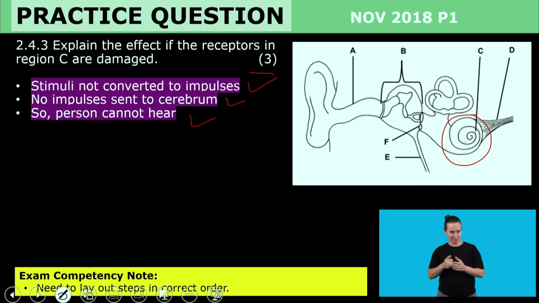The cochlea, this structure here, structure C, it's for hearing only. But this structure here is for balance.